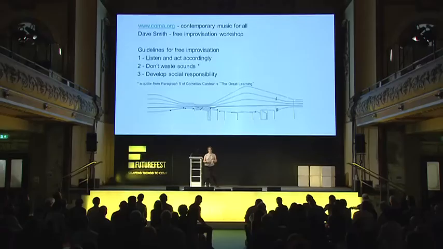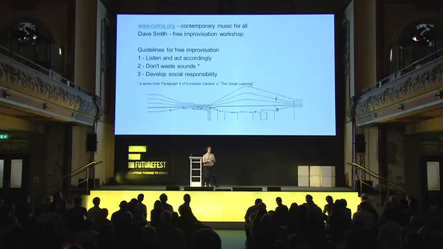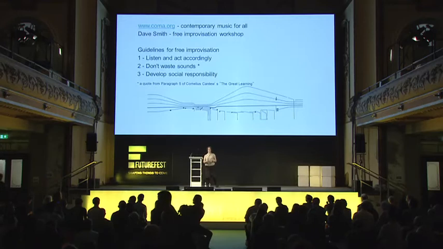So moving on from that, in 1996, I took part in a summer school organized by COMA, which is Contemporary Music for All. And I took a one-week workshop with a composer called Dave Smith in free improvisation. It's kind of free group improvisation, I should stress that. And so for these improvisation sessions, which lasted maybe 40 minutes at a time, he gave us these 3 instructions. Listen and act accordingly, don't waste sounds, and develop social responsibility.